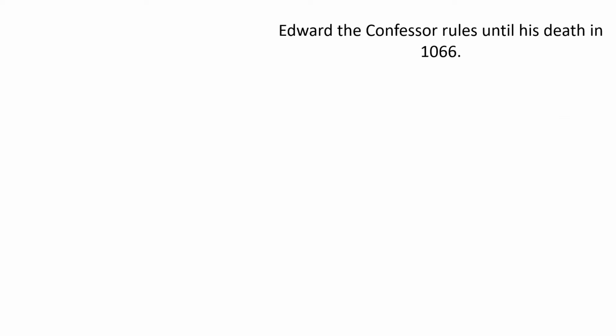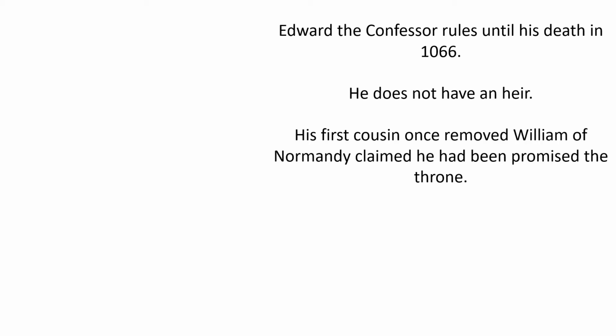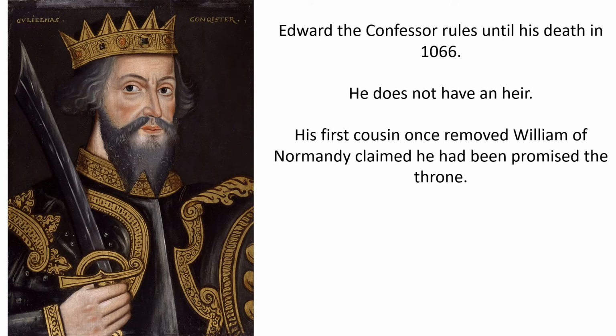So Edward the Confessor, the Anglo-Saxon who takes over from Harthacnut, rules from 1042 till 1066. Now during this period the Vikings make no attempt to try and take over England. But when he dies, he doesn't have an heir either. So his first cousin once removed is William of Normandy from an area in France, and he says that because Edward didn't have an heir, he was promised to be king.